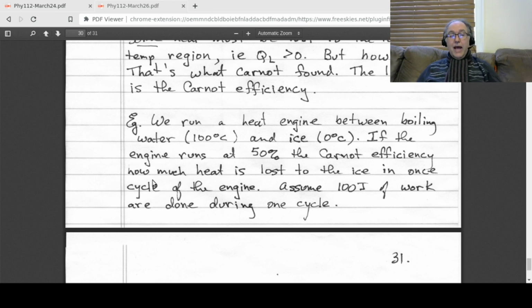And so the question I ask is, how much heat is lost to the ice in one cycle of the engine? Assume that in one cycle the engine does 100 joules of work. So just to repeat, the engine's going to do 100 joules of work for every cycle, and I want to know how much heat is going to be lost to that ice during that cycle. This is heat that we lose. We would love to get work out of it, but we can't because the second law simply limits us. Okay, and so let's do that.